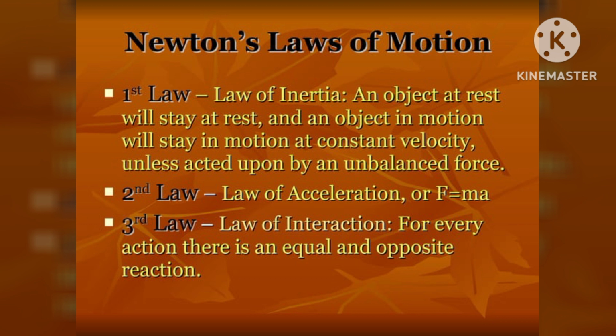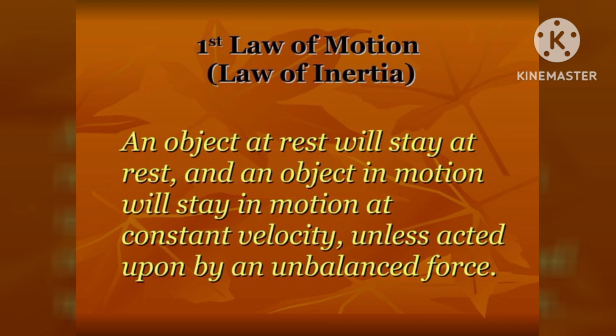Newton's laws of motion are the three laws that describe the relationship between the motion of an object and the forces acting on it. First law of motion: an object at rest will stay at rest and an object in motion will stay in motion at constant velocity unless acted upon by an unbalanced force. That is, Newton's first law expresses the principle of inertia. The natural behavior of a body is to move in a straight line at a constant speed. This is the law of motion.